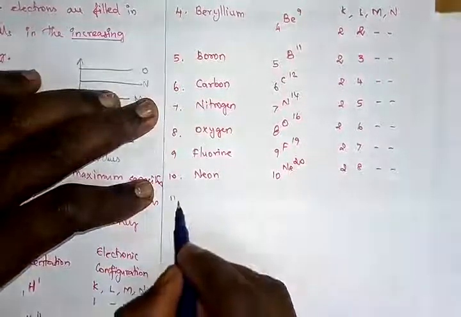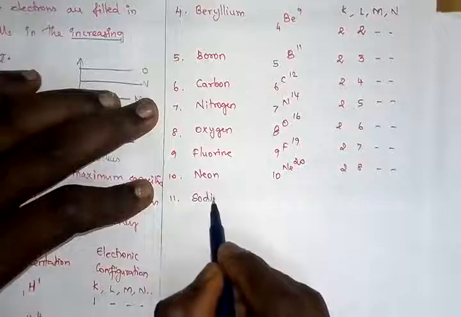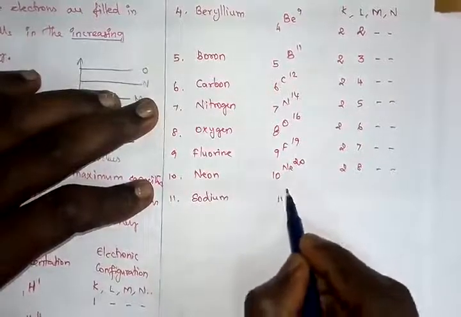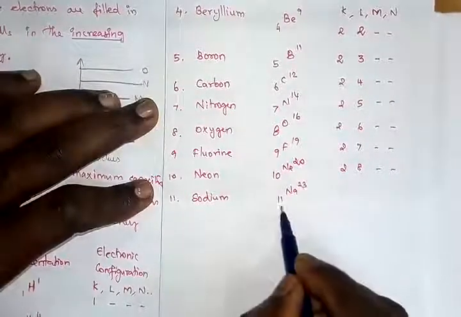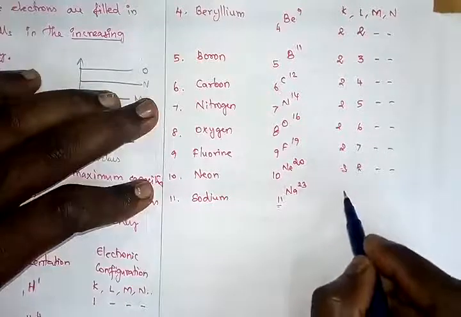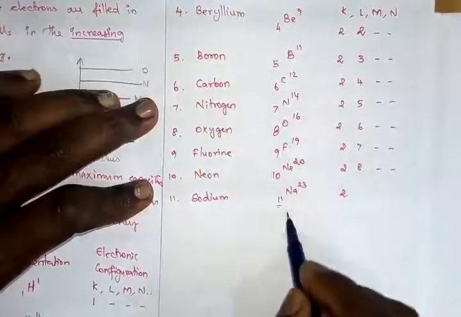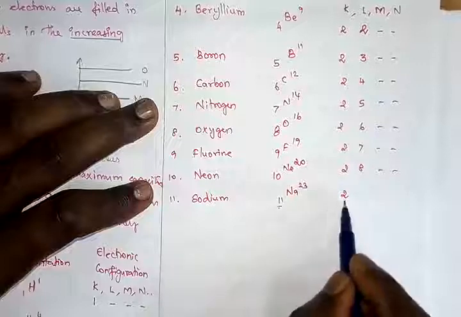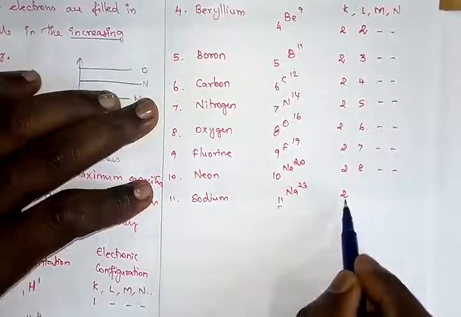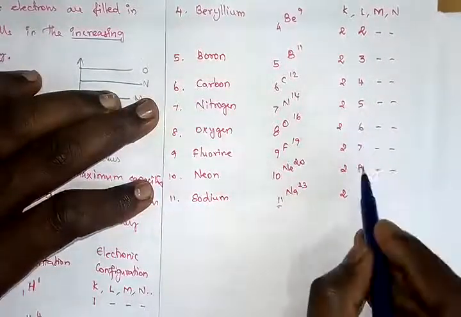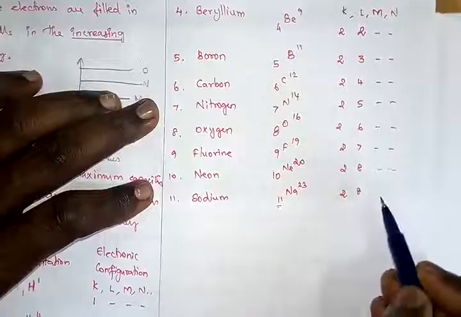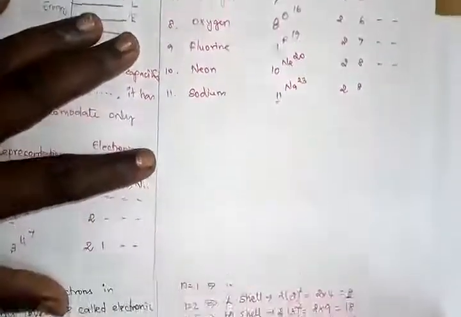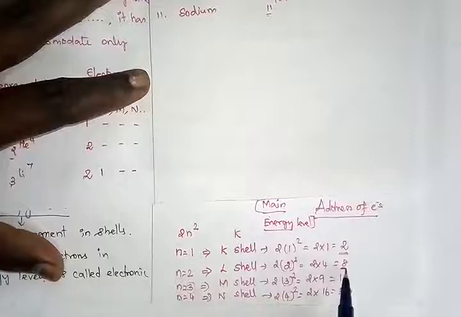So let us go to the next one, that is sodium. The representation will be 11Na23. So there are 11 electrons. Now the first 2 electrons will go to the K shell. The next is 2 comma 11 minus 2 is 9. But the maximum capacity of the L shell is 8 only, right? As per this we can see L shell maximum capacity is 8.